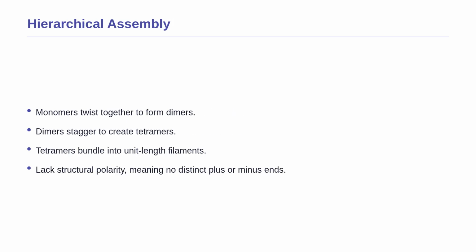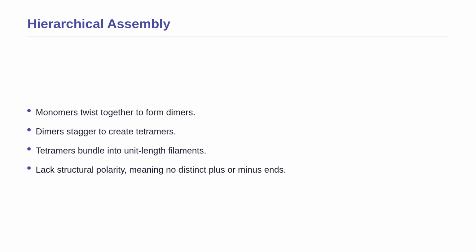Knowing what they are made of leads us to how they are built. Intermediate filaments assemble hierarchically, step by step. First, individual fibrous proteins, called monomers, twist together to form dimers. Next, these dimers stagger and combine to form tetramers. Finally, these tetramers bundle together to create what we call unit-length filaments.